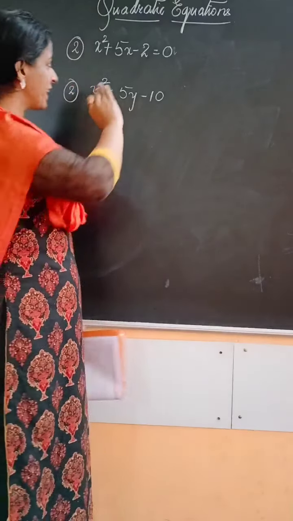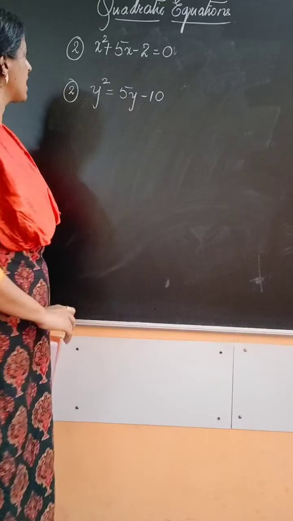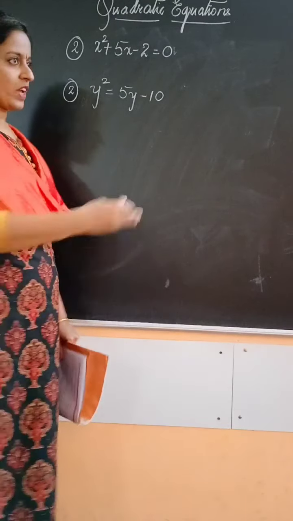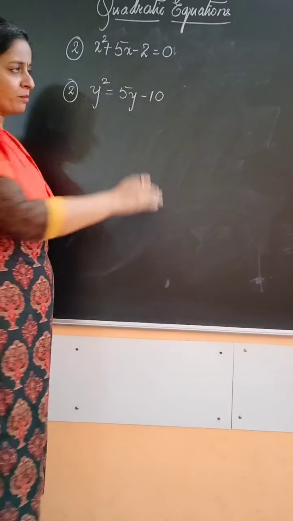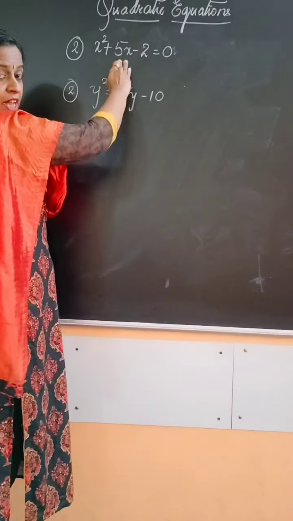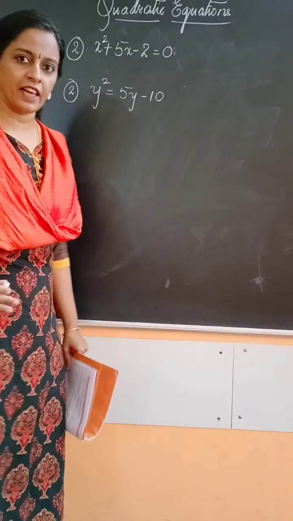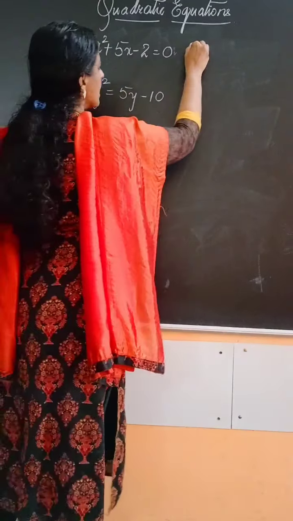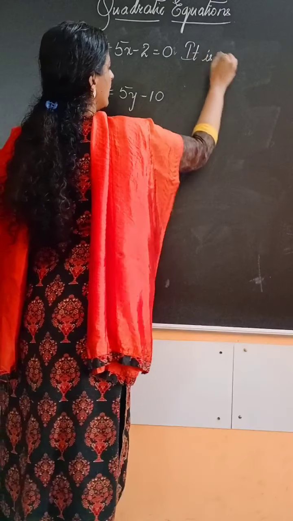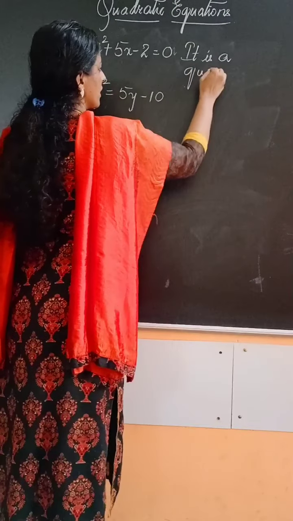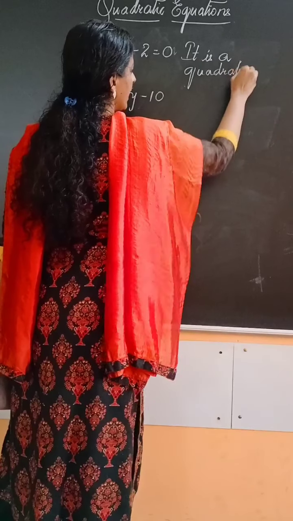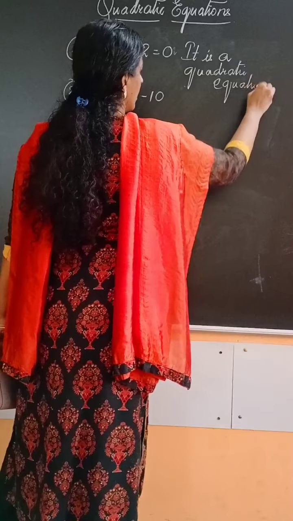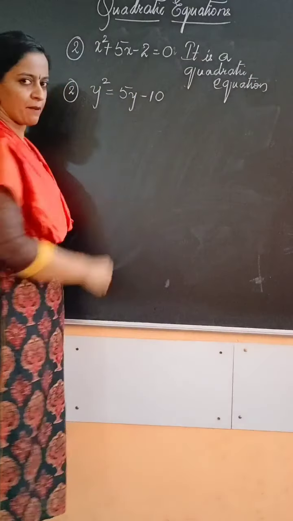So children, I have copied the example. The first example is x square plus 5x minus 2 equal to 0. Is this satisfying the general form ax square plus bx plus c equal to 0? Yes, the highest degree is 2. So this is a quadratic equation. This way you will write the answer.